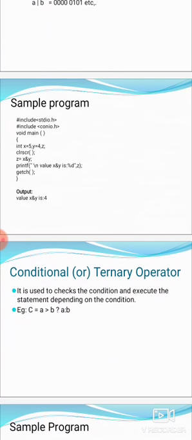Sample program. Inside a main function, int x is equal to 5, y is equal to 4, and z is declared. Here z is equal to x and y. What we are going to do here is, the binary representation of 5 for x is written and the y representation is written. When those two things are combined with an AND operation, the value produced is 4.